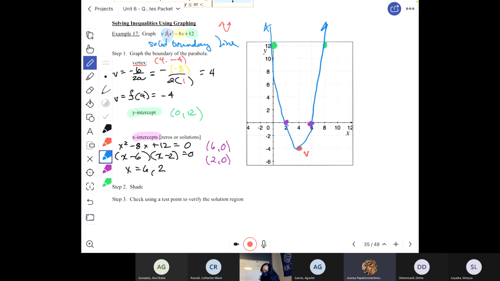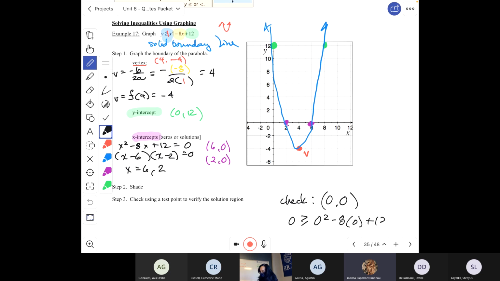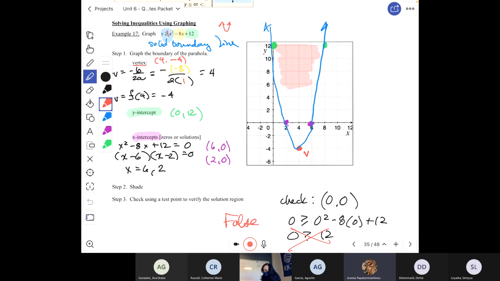Okay, we like to use 0, 0 because the boundary's not passing through that. So if I check the point 0, 0, is it true? Is 0 greater than or equal to 0 squared minus 8 times 0 plus 12? No, so this is false. So that means you don't even think about shading that region that has the 0, 0, because you just told me it shouldn't be shaded. So as a result, I am shading inside. Wait, so you do shade inside or outside? That's right. There's the, yeah, you got it.